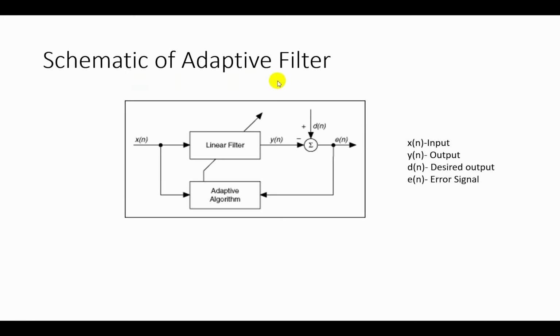This is the schematic of the adaptive filter. Here x of n is an input signal and this linear filter produces a linear output, which is y of n, and in this case this is the desired output we want. So this will find the difference between the desired output and the actual output, which produces an error. The aim of this adaptive filter is to reduce this error to a minimum value. So it is given to the adaptive algorithm, which will alter the transfer function of the linear filter so that the mean square error can be reduced.